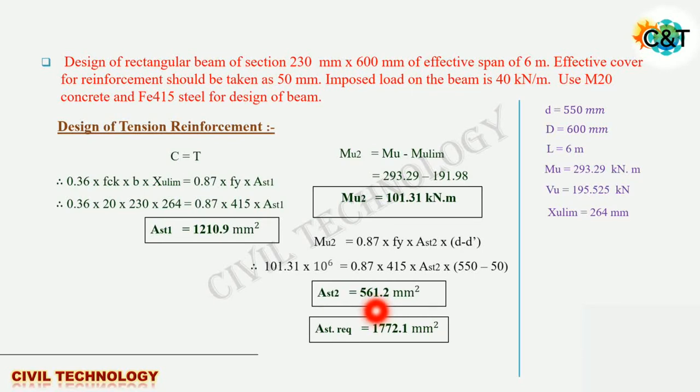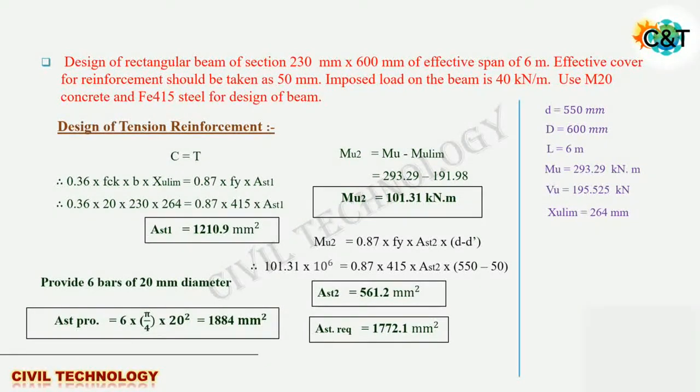For that we have to select the dia. I select the 20 mm dia. So we require 6 bars of 20 mm dia to resist this much moment and counter this much reinforcement. So AST provided is 6 times pi by 4 multiplied by 20 square, that is 1884 mm square, which is greater than AST required, so it is okay. Likewise, we calculate the tension reinforcement for our doubly reinforced beam section.